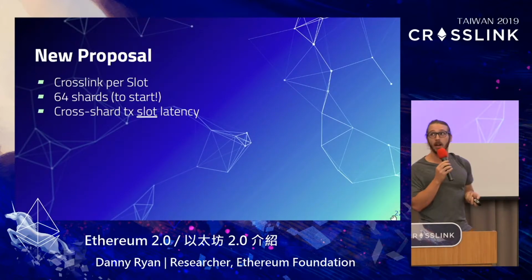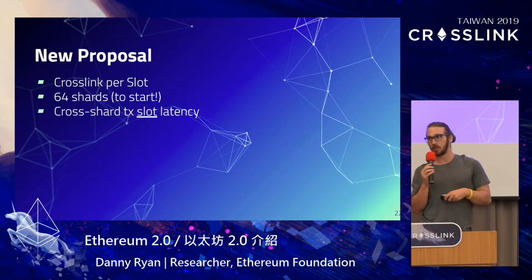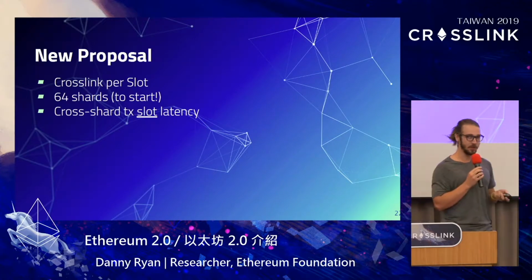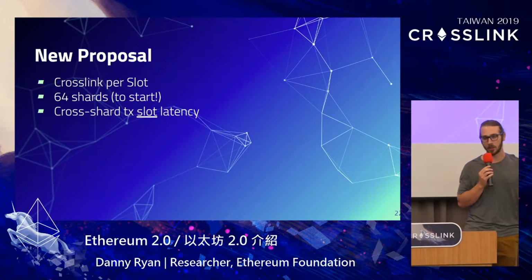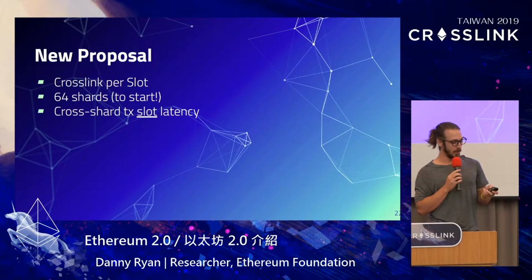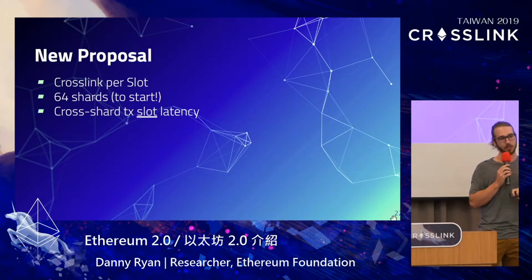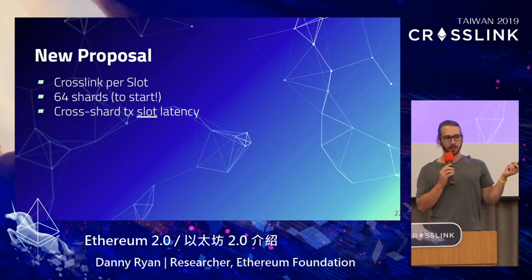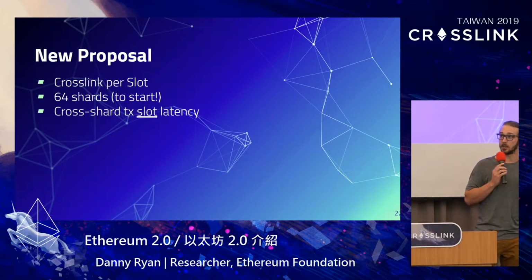In the new proposal, we're discussing cross-linking every shard at every slot and reducing the number of shards to 64, at least to start. We can discuss that in a moment. But the really great thing is this proposal allows for cross-shard transactions to happen at the slot latency. And so instead of waiting 6 minutes for a transaction from shard 1 to hit shard 2, we can make a transaction on shard 1, and the immediate next slot, something around 10 seconds, we can have the communication happen, the ETH transfer, the contract call hit. And so we can facilitate a much better user experience.